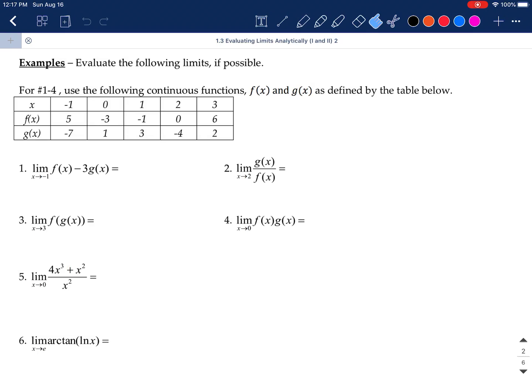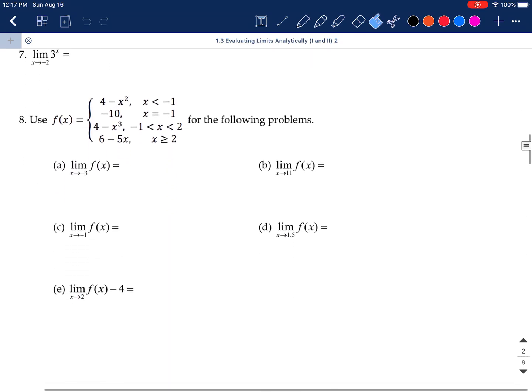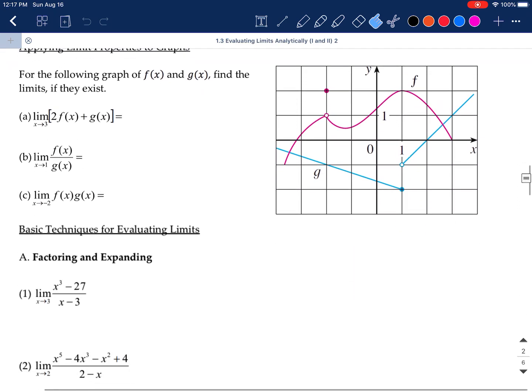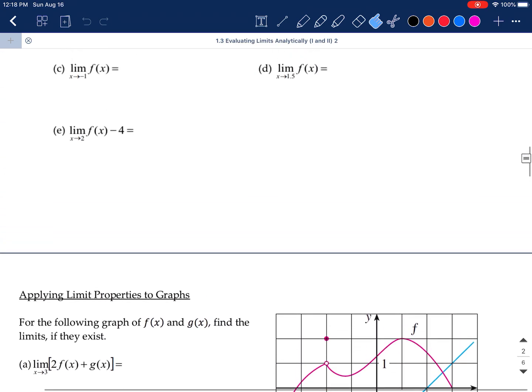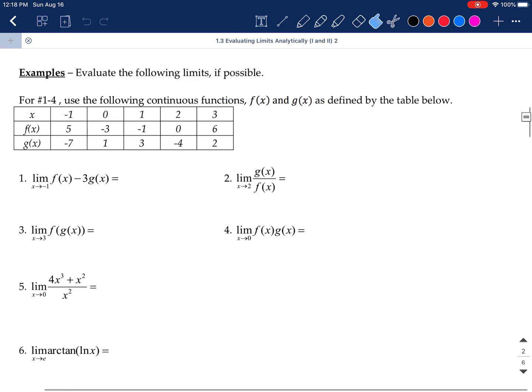Welcome back, everyone. We're still in section 1.3, evaluating limits analytically, and this is the third part here where we're actually going to get into evaluating some limits in a variety of different formats. So we're going to start with a table here, and then move into a piecewise example, and then look at some other examples that will require a little bit of algebraic skill.